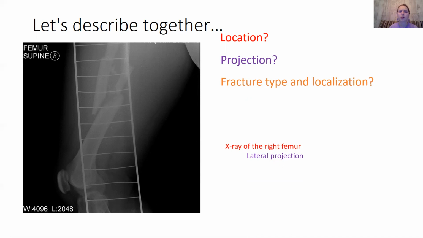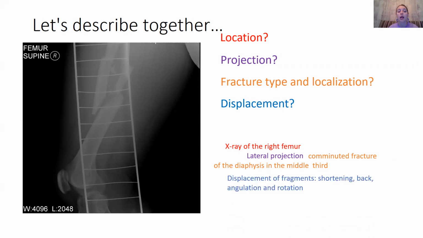Then we need to describe a fracture type and localization. Where is the localization of the fracture? We see the fracture. This is a diaphysis fracture, and I think it's the middle third of the diaphysis. We can see many fragments, so the type of fracture will be comminuted fracture of the diaphysis in the middle third. And the last, we need to describe the displacement of the fracture fragments. We can see shortening of the bone. We see it displaced to the back. We see the angulation, and also we can see the rotation, because when the patient has a fracture of the long tubular bone, it always has rotation displacement of the fragments.